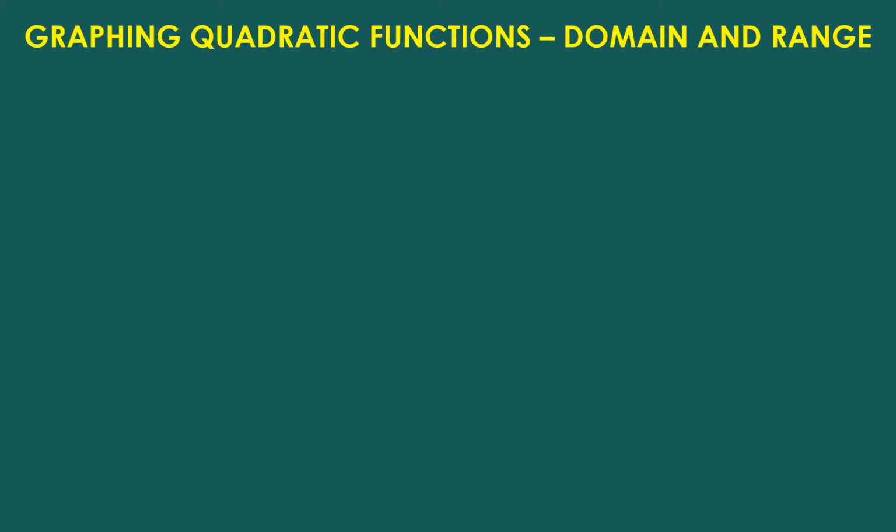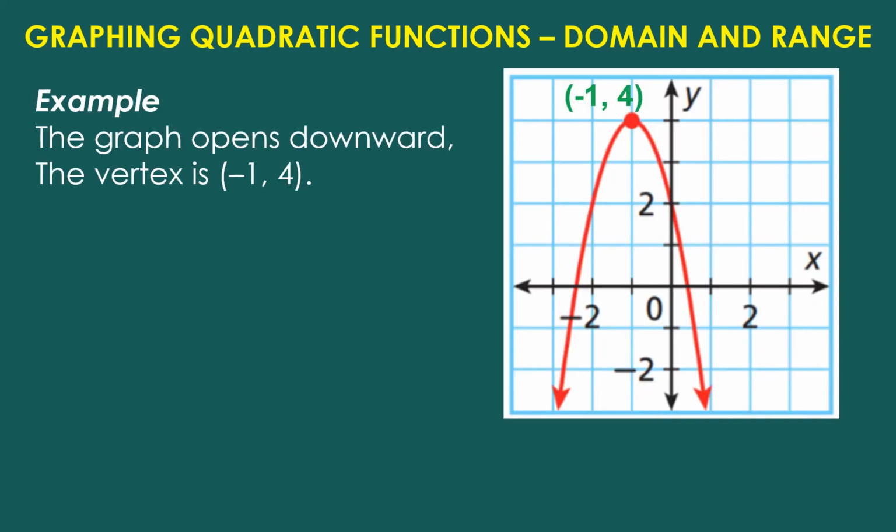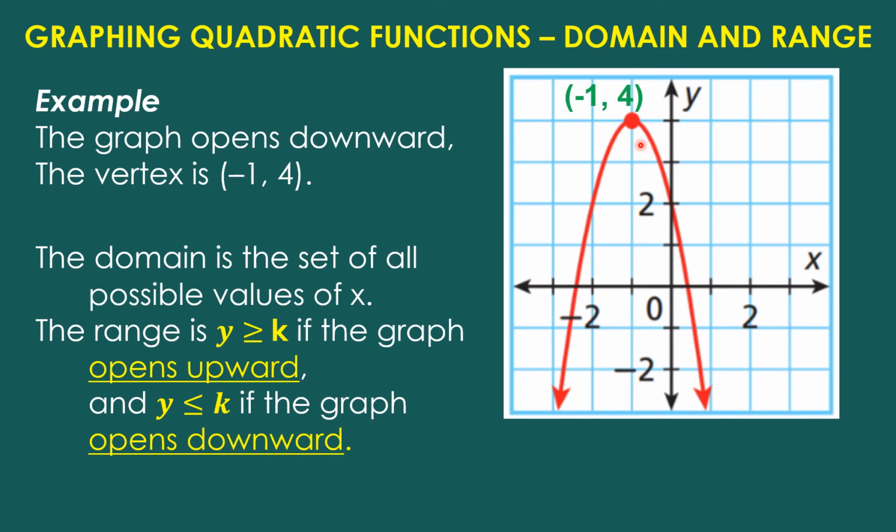Next is to find the domain and the range. In this example, the graph opens downward. The vertex is at negative 1, 4. The domain is the set of all possible values of x. Well, to identify the range, we need to find the value of k.